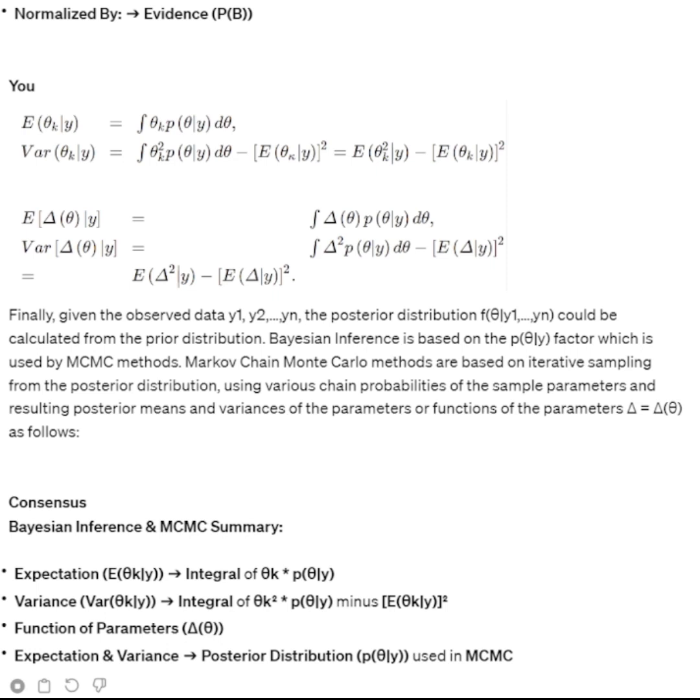Bayesian inference and MCMC summary. The expectation E of k(theta) given y is the integral of k(theta) times P(theta | y). The variance is the integral of k(theta) squared times P(theta | y), minus the squared expectation of k given y, where k is a function of the parameters. Expectation and variance come from the posterior distribution P(theta | y), which is used in MCMC.